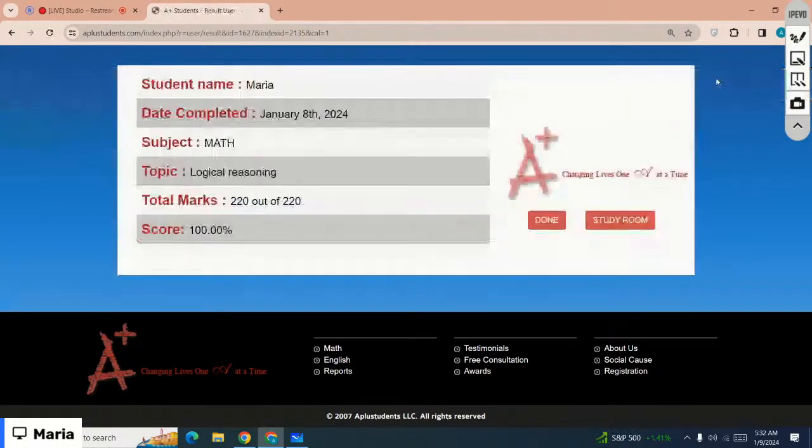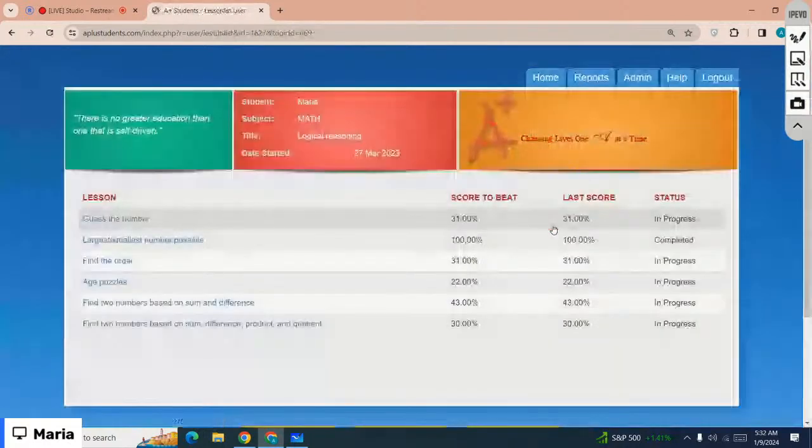Okay, we are done with the lesson. Let's just start with the next lesson. The next lesson is find the order.